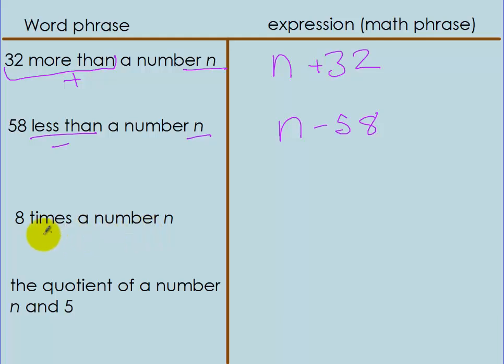8 times a number n. Times means multiply. 8 times a number n, so I have an 8 and times an n, just like this, 8n. The quotient of a number n and 5. When we say quotient, we mean divide. So the number n and 5, when we say it like this, n goes on top, the 5 goes on bottom. So those are different ways to take a word phrase to an expression.